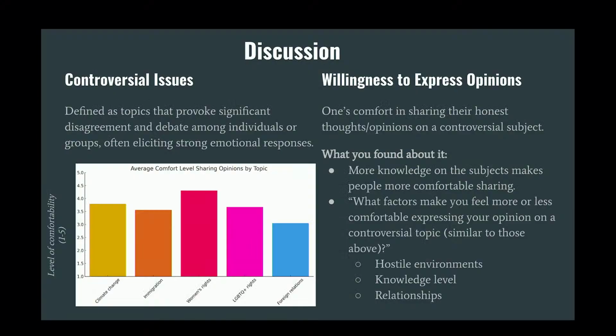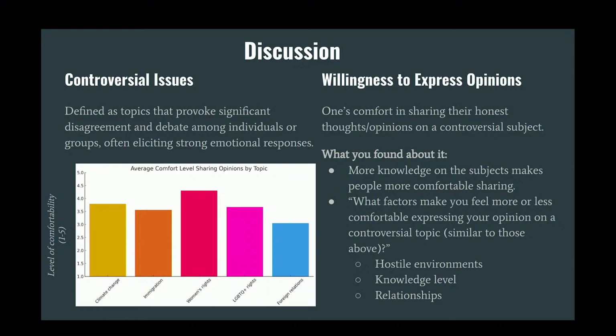For the construct controversial issues, we asked students how comfortable they were sharing opinions on topics like climate change, women's rights, LGBTQ+ rights, and immigration. Most responses were collected around a fairly comfortable range, but we found a higher percentage of comfortability in women's rights, which makes sense as women make up most of our sample.